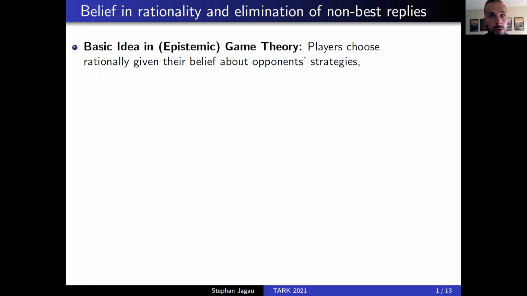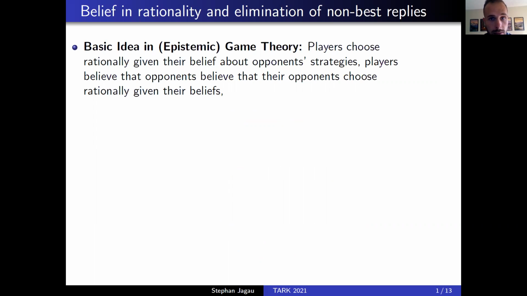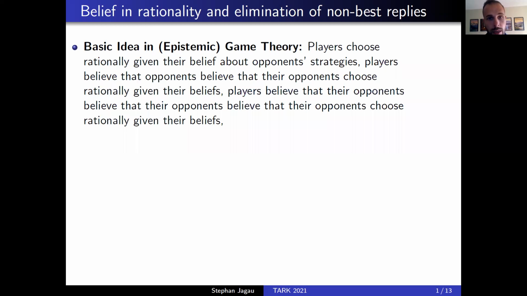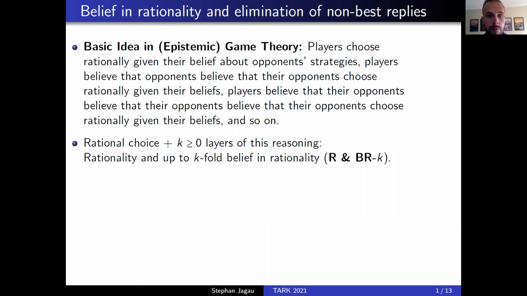Players should choose rationally, given their belief about opponent strategies. And players should believe that opponents believe that their opponents choose rationally given their beliefs. And players should believe that their opponents believe that their opponents believe that their opponents choose rationally given their beliefs, and so on and so forth. This is a set of basic constraints we can put on ideal rational strategic behavior in games.